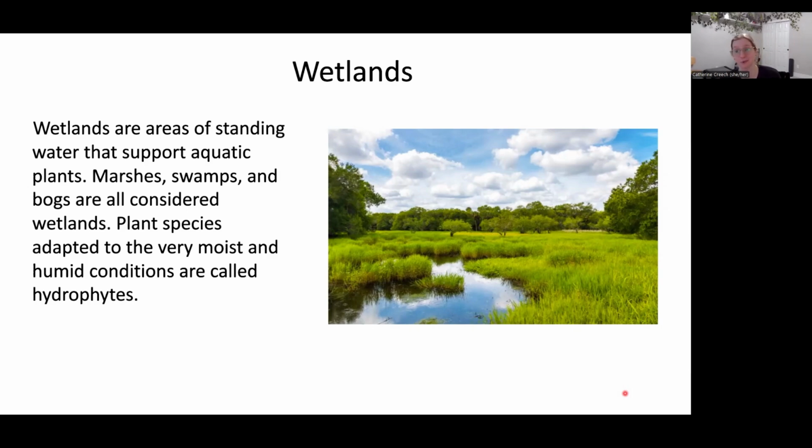Amphibians love wetlands because they need to lay their eggs in water that is still and not salty. So wetlands are important for our amphibian populations.